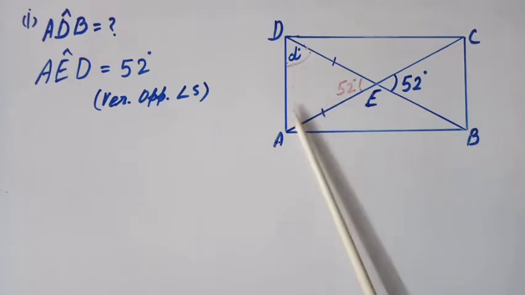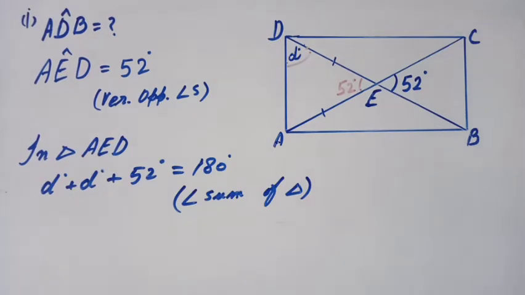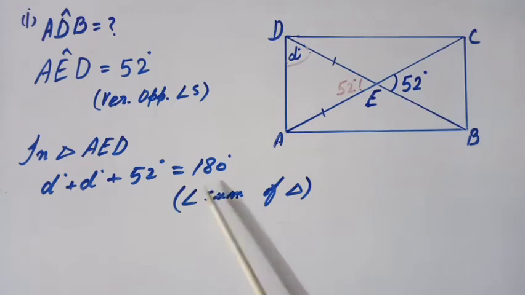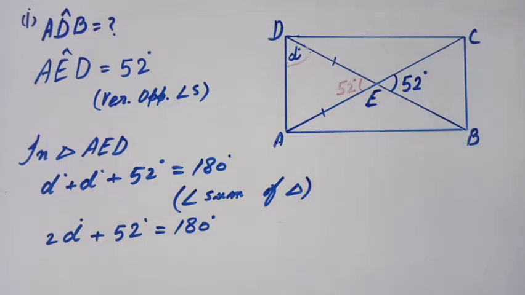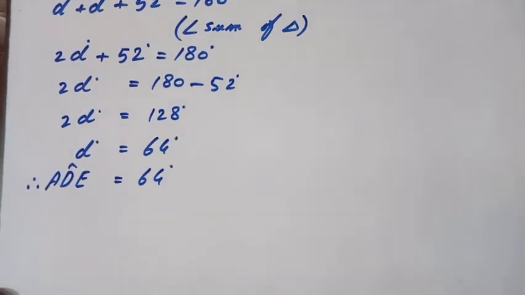So 2D plus 52 equal to 180. This way, in the triangle AED, 2D plus 52 equal to 180. Why? Because angle sum of the triangle, right? Now solve it just like an equation and find out the value of D. Shifting 52 to the other side with change in its sign. This way 2D equal to 128. Hence angle ADE we have calculated equal to 64 degrees, right?